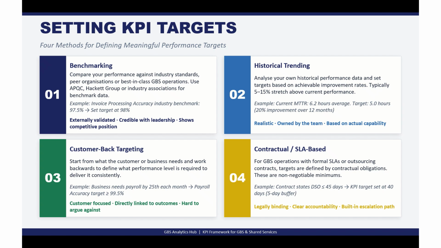Method 4, contractual or SLA based. For GBS operations with formal SLAs, targets come from contractual obligations. If the contract says DSO must be 45 days or less, you set the KPI target at 40 days, giving yourself a 5-day buffer. These are the non-negotiable minimums. The best KPI framework uses a mix of all four methods depending on the function and the maturity of the process.